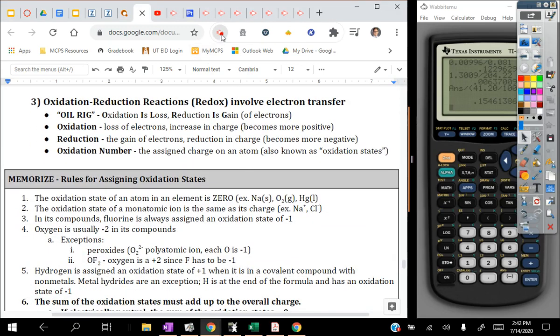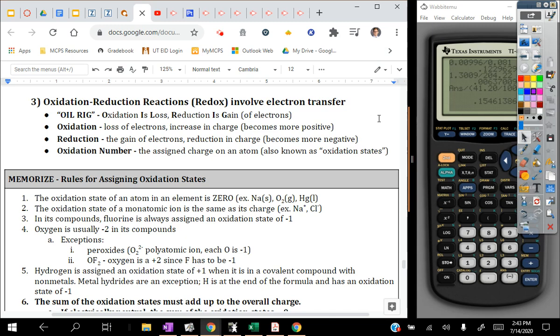Okay, it is time to discuss the last type of reaction, and this is called an oxidation reduction reaction, or redox for short. These reactions involve the transfer of electrons from the reactants to the products. There are some ways we can remember this. OIL RIG is one way you can remember the process. Oxidation is loss, reduction is gain. And when we're talking about loss and gain, of course, we're talking about the electrons.